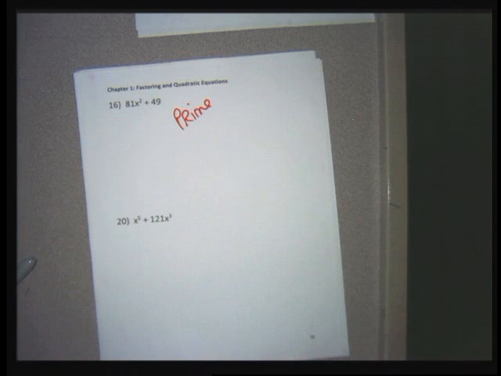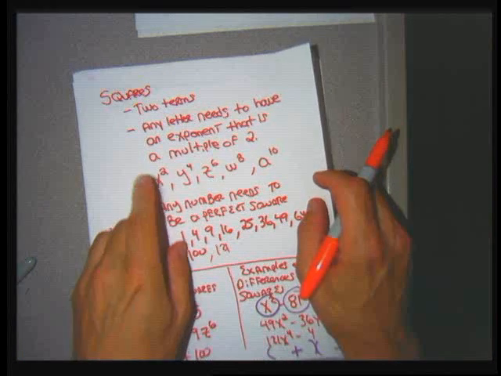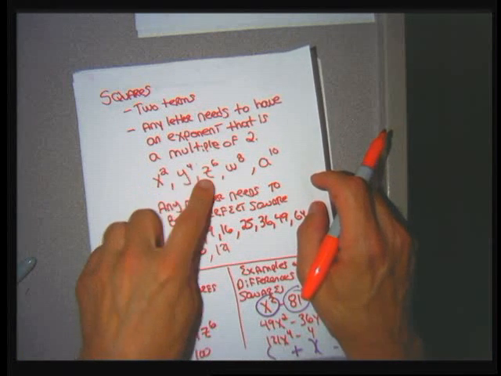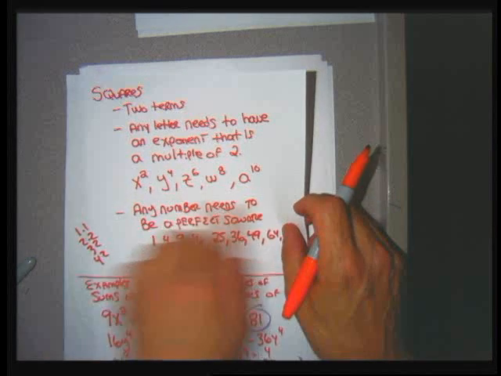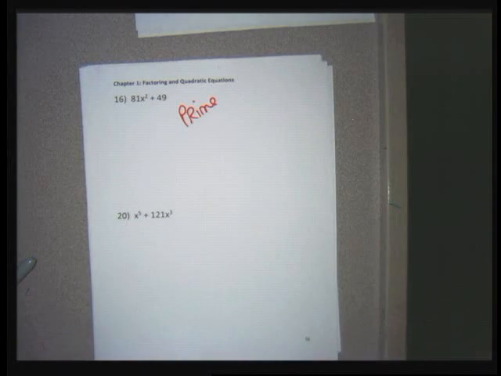If you look at my little blurb at the beginning, it says any letters have to have x squared, y to the 4th, z to the 6th, w to the 8th, a to the 10th. I look at 20, I see x to the 5th and x cubed. Nowhere in this list do I see x to the 5th and x cubed. So I think, well, maybe this isn't a sum of squares.